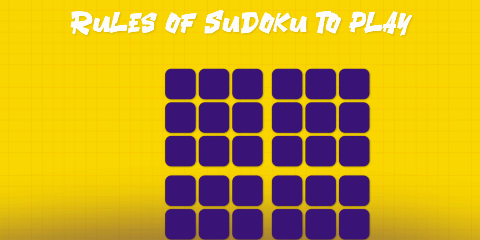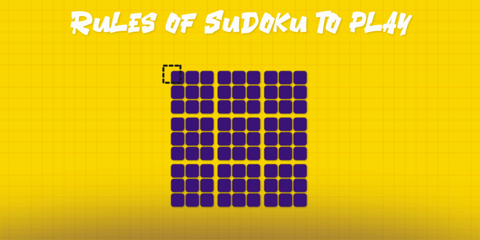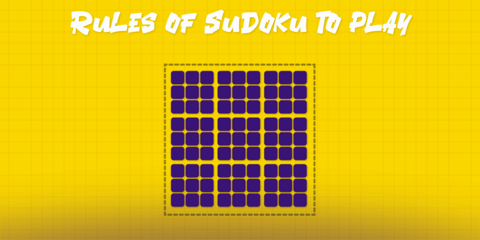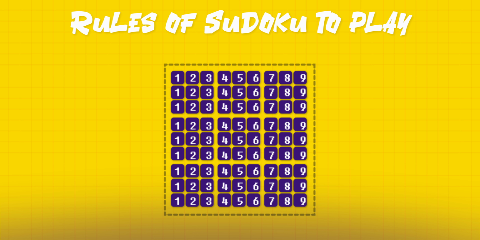Imagine having a 9 by 9 grid. This big 9 by 9 grid has 81 individual boxes, and your mission, should you choose to accept it, is to fill every single empty cell with a number from 1 to 9. Easy, right? Let's introduce some rules.